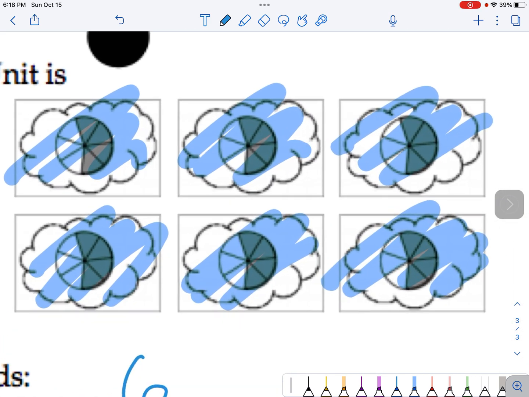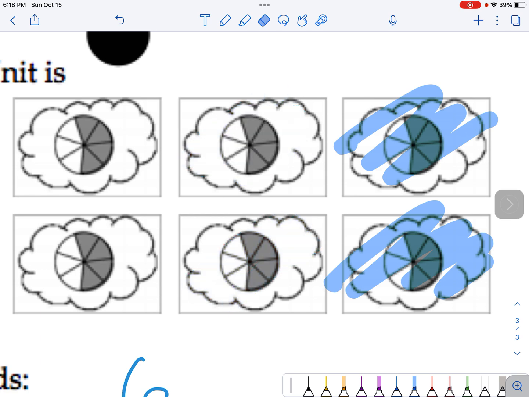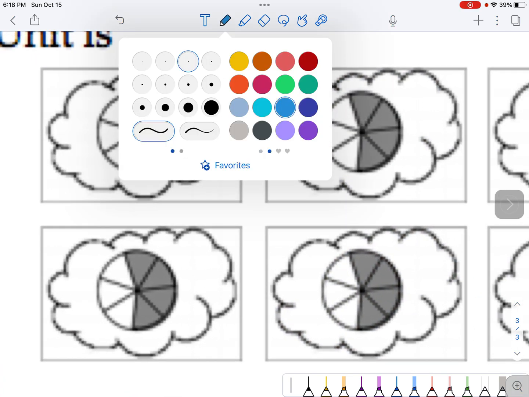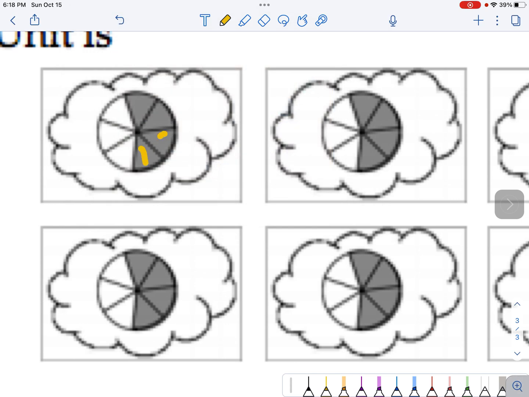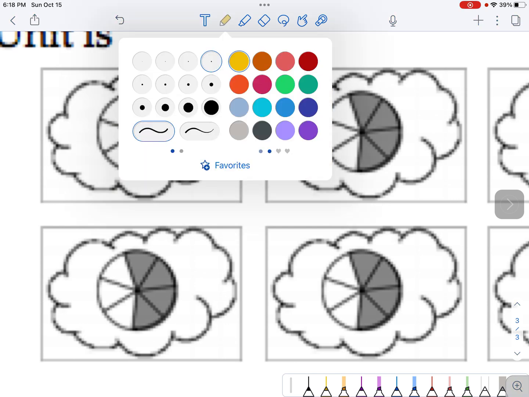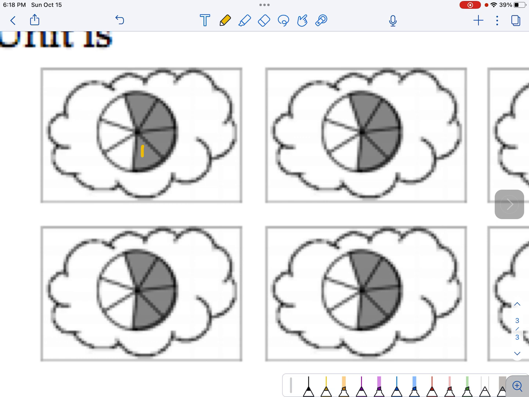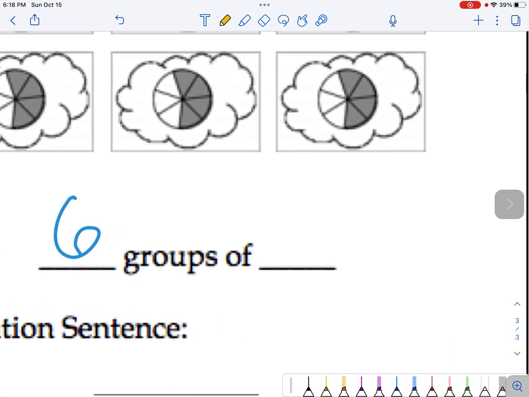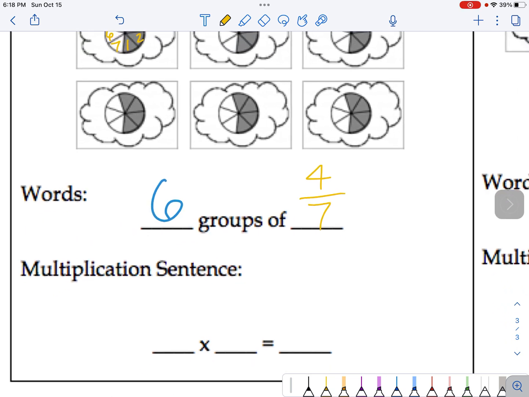Then I need to look really close to see how many parts are in the whole. I see that there are 1, 2, let's make that a little skinnier. 1, 2, 3, 4, 5, 6. There are 7 parts and 4 of them are colored in. So that means there are 6 groups of 4/7. There are 7 in each whole circle and 4 are colored in.